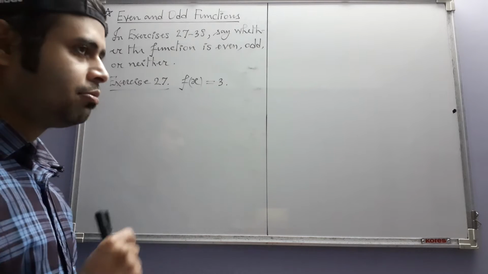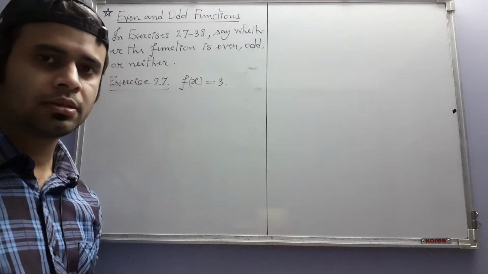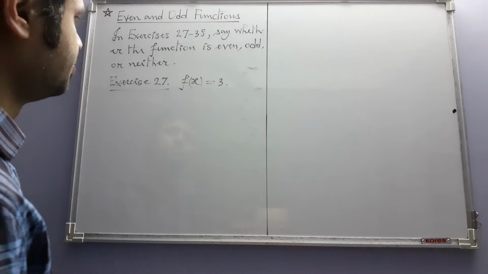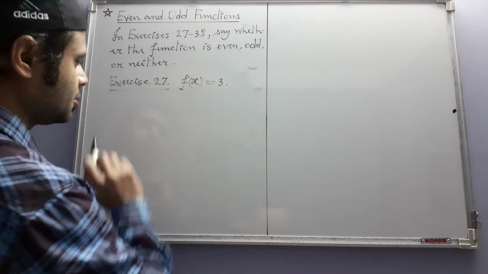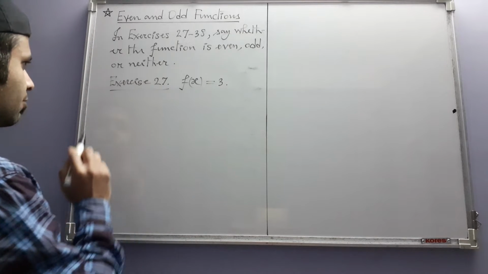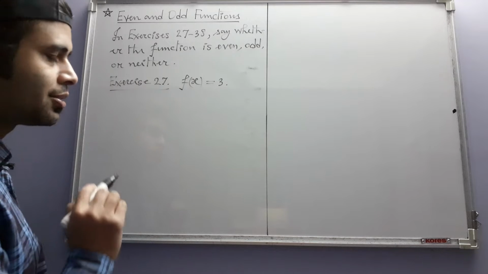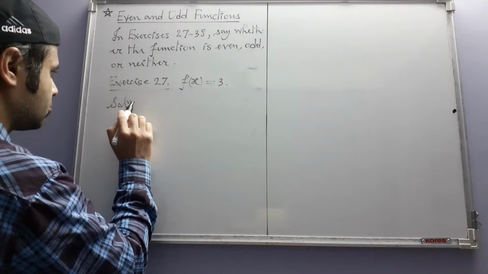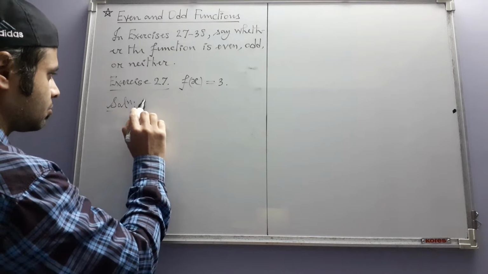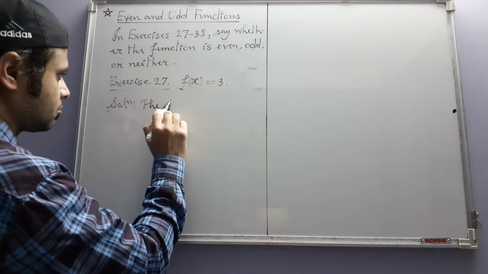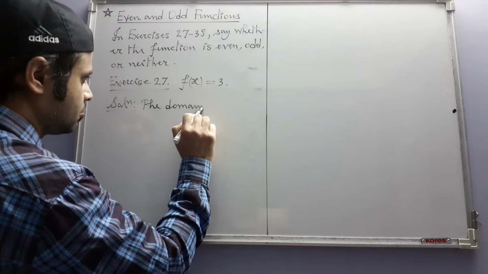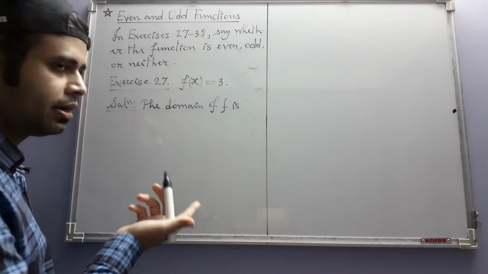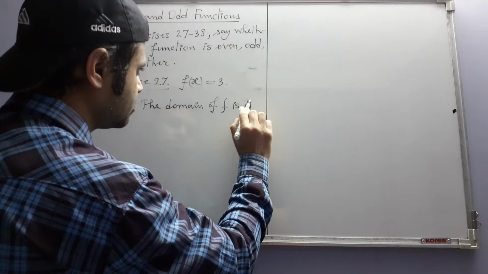Okay, so in these few exercises, we have to decide whether the given function is even or odd or neither even nor odd. So the first one is this constant function 3. First of all, we have to see what its natural domain is. The domain of f in this case clearly is the entire set of real numbers.